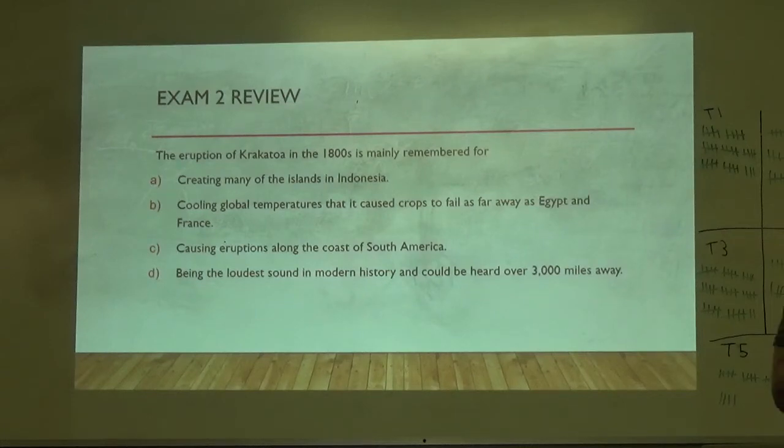The eruption of Krakatoa in the 1800s is mainly remembered for, is it A, creating many of the islands in Indonesia, B, cooling global temperature that caused crops to fail as far away as Egypt and France, C, causing eruptions along the coast of South America, or D, being the loudest sound in modern history that can be heard from over 3,000 miles away?